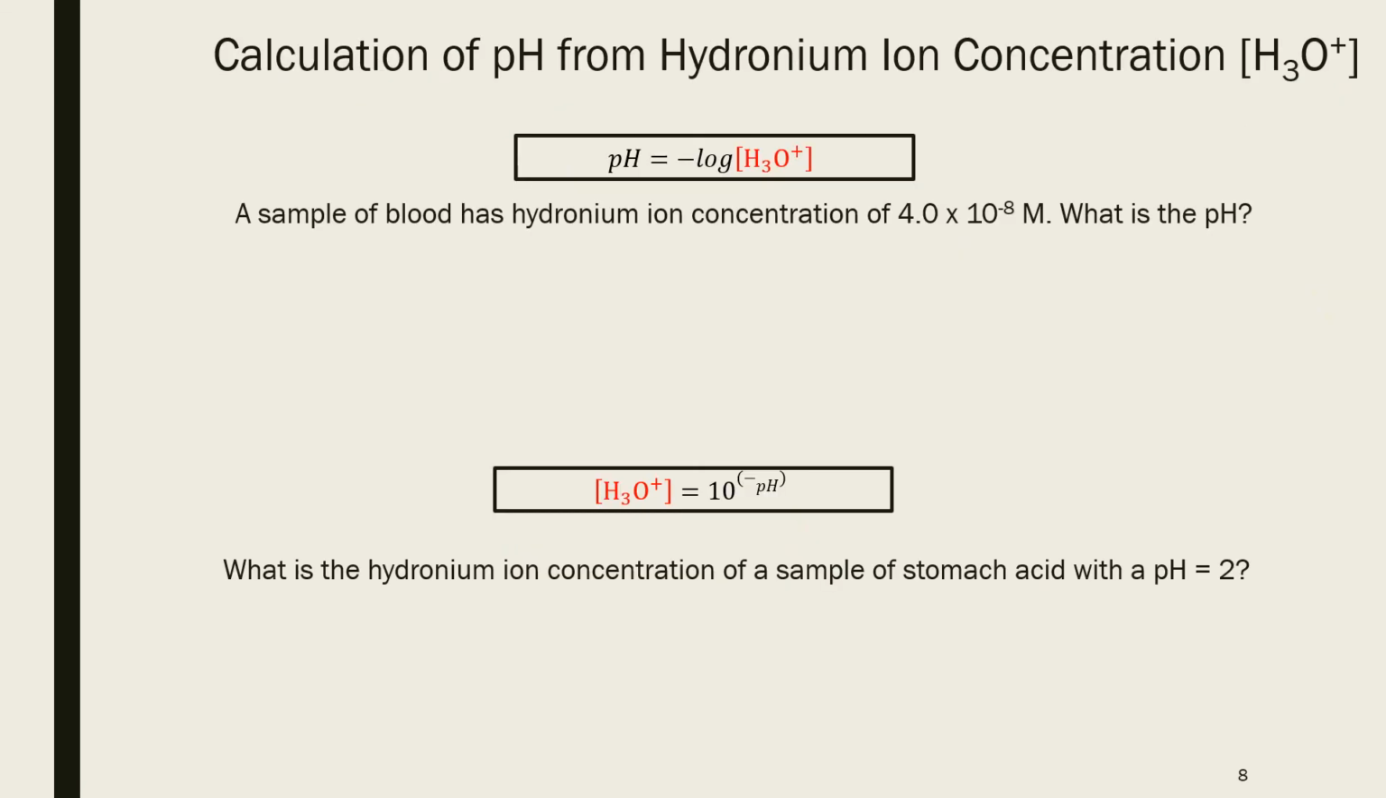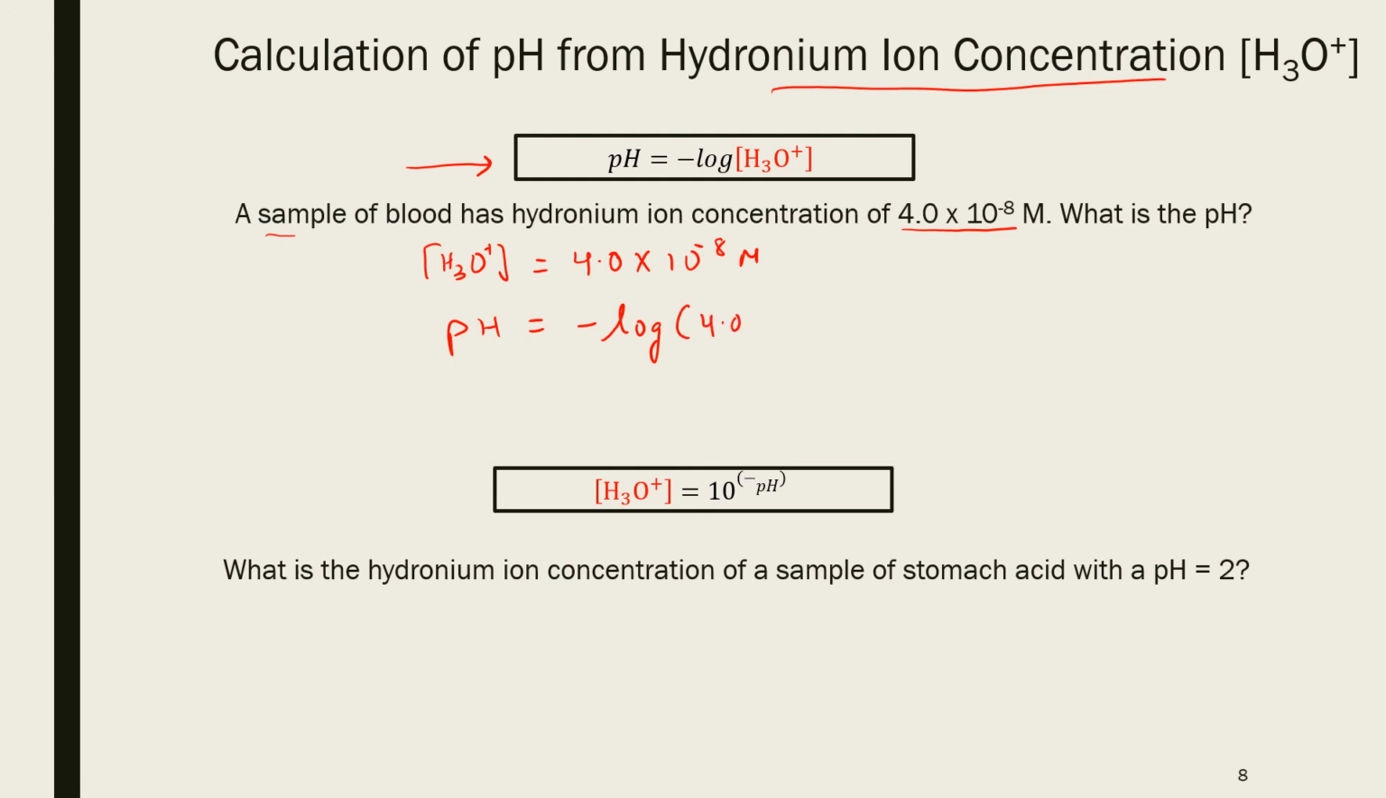pH values can be calculated from the hydronium ion concentration using this equation. Let's take a look at one problem. A sample of blood has hydronium ion concentration of 4.0 times 10 to the negative 8 molar. What is the pH? In this case, the concentration of H3O positive ions is given, which is equal to 4.0 times 10 to the negative 8 M. So what is the pH? So pH is equal to, according to the formula, negative log of 4.0 times 10 to the negative 8.